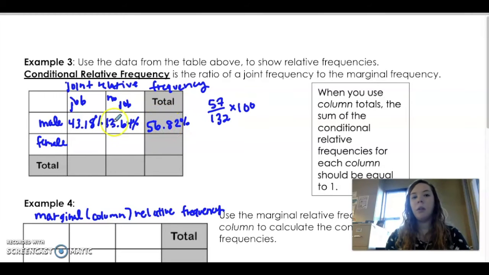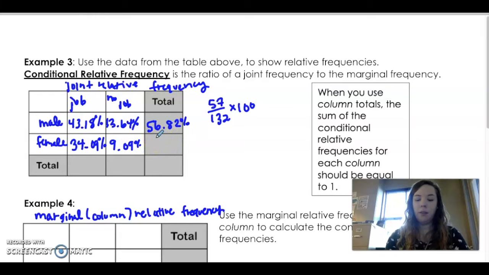Or you can still get this one by adding these together. That's still 56.82%. Okay, so for your females, we had 45 for that cell, which would be 34.09%. Then you had 12 in the next one, which would be 9.09%.